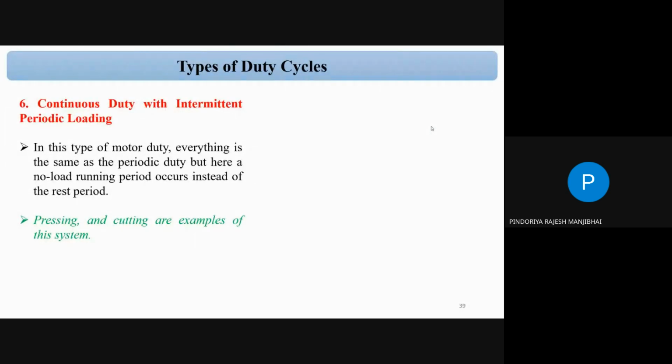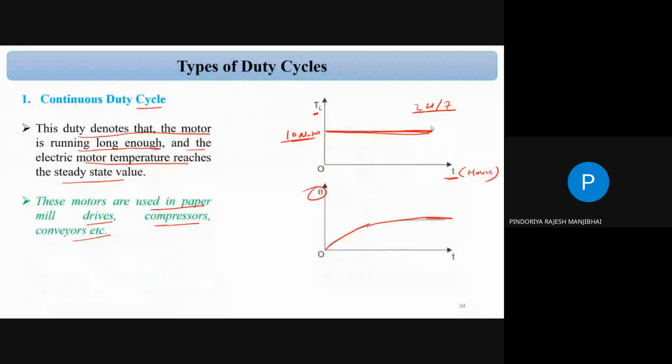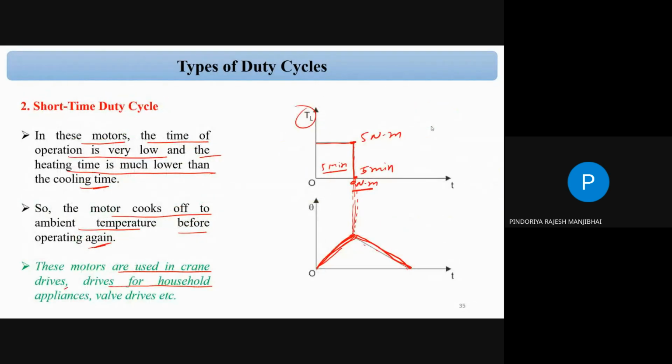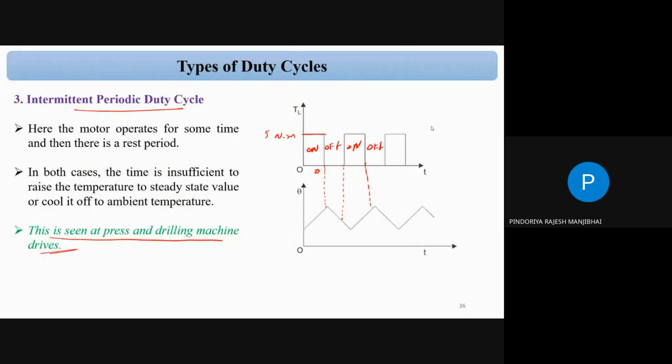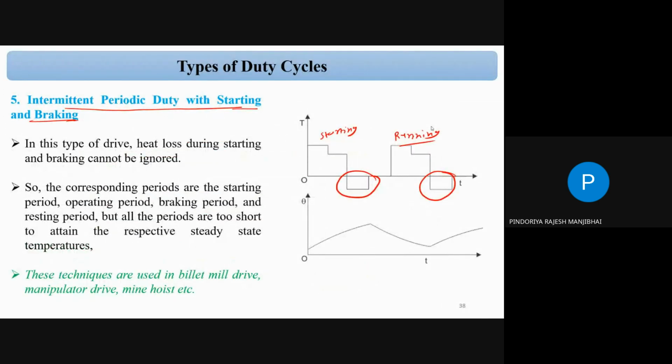Yes, 6, 7, and 8 are not important. Only one is important, the first. There is continuous duty cycle, short time duty cycle, intermediate periodic duty cycle, intermediate periodic duty with starting, and intermediate periodic duty with starting and braking. So these 5 duty cycles are the most important. In the second bullet, if you read, sir, it is clear. I think the doubt is clear.